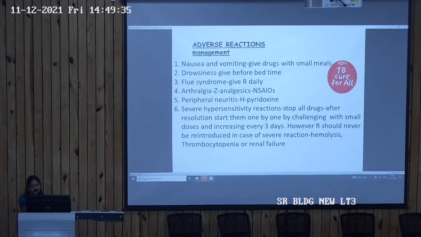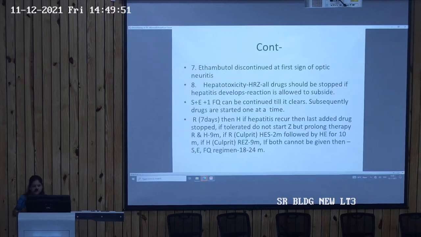So give the proper instructions: nausea, vomiting, drowsiness, flu syndrome, arthralgia, peripheral neuritis, hypersensitivity reaction. If it is, stop all the drugs and start them one by one and see to which one the hypersensitivity reaction occurs. With ethambutol, you can see optic neuritis, hepatotoxicity. You have to be very careful. So which drugs can be given in hepatotoxicity? You can continue with streptomycin, ethambutol, one of the fluoroquinolones, and you can start the other drugs one by one. And then the therapy will also get extended to 18 to 24 months.